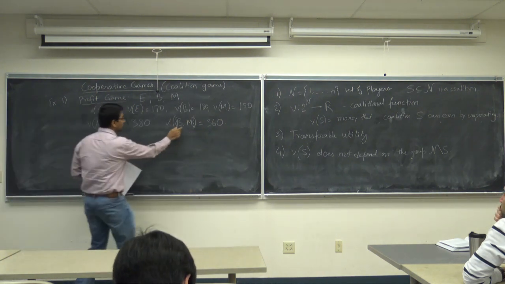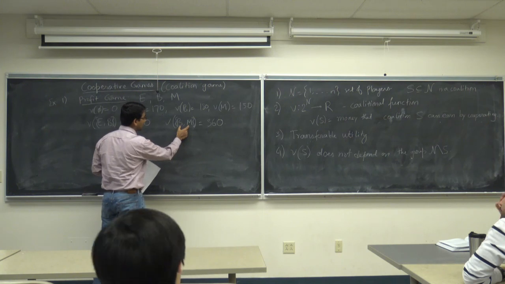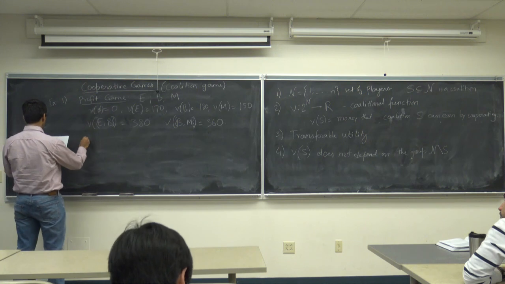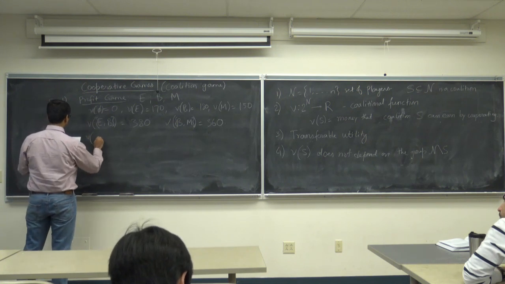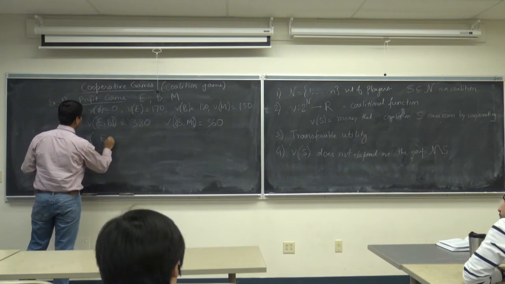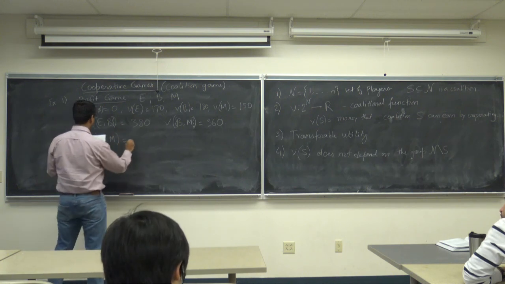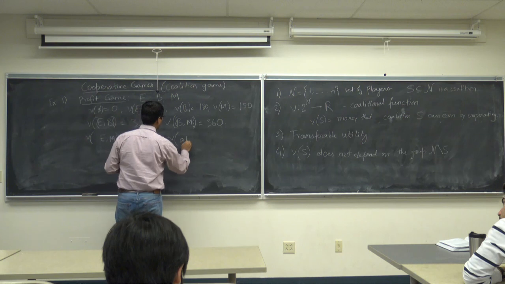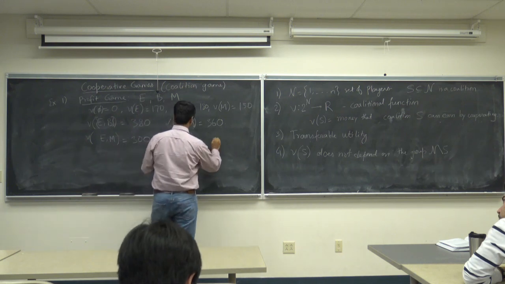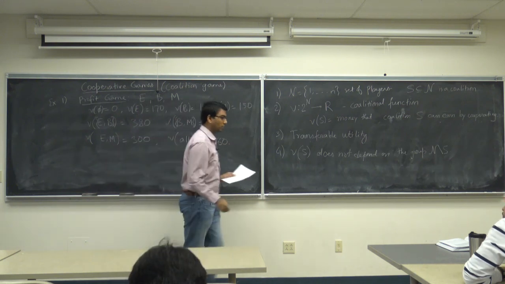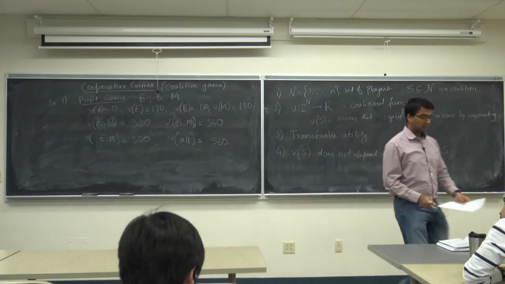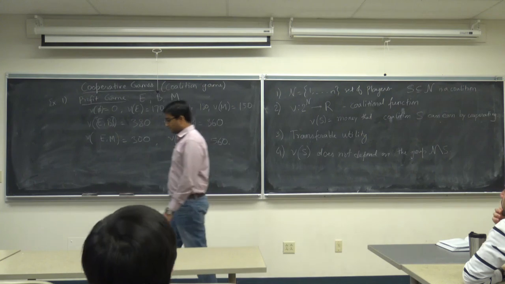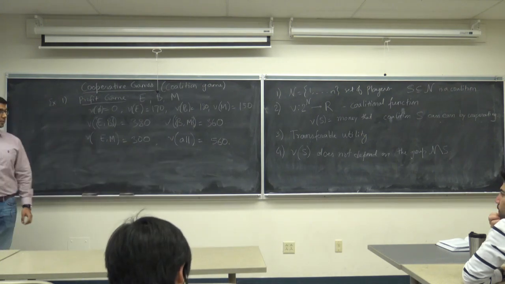So if the business person and the marketing person join together, they can earn a total of $360. V of E and M is going to be $300, and V of all is going to be $560. So if all three of them join hands, they are going to earn a total of $560. Let's analyze this situation.